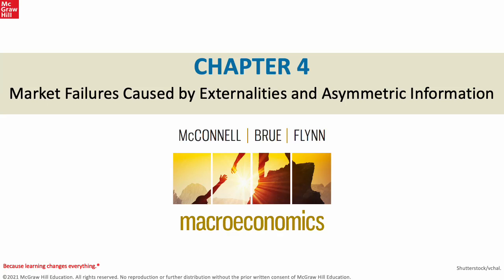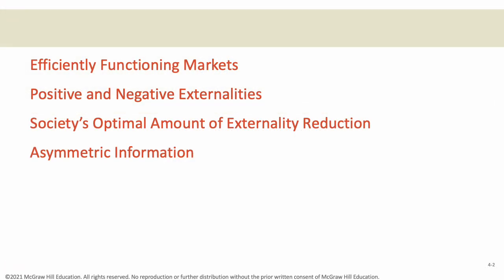Hello everybody, and now welcome to Chapter 4 pertaining to market failures caused by externalities and asymmetric information. And when we refer to a market failure, what we're talking about is when a market is no longer operating efficiently, and that's what we mean by it has failed in an economic sense. So efficiently functioning markets are what we strive to achieve in a healthy economy.